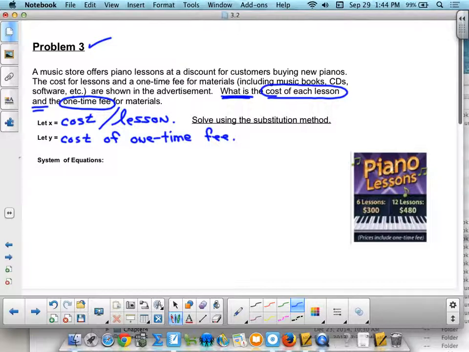When I read this problem for the first time, I looked at that $300 and I looked at the 6 lessons. You know what I thought in my head? Oh, I'll just go like this: you pay $50 per lesson. $300, 6 lessons, you're paying $50 per lesson. Is that right? No, because it has a one-time fee. There's a one-time fee included in the 300. That's kind of tricky. It was very tempting to take 300 divided by 6, but that's not right.